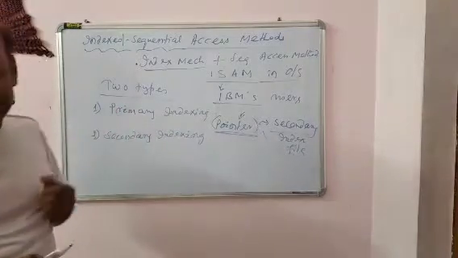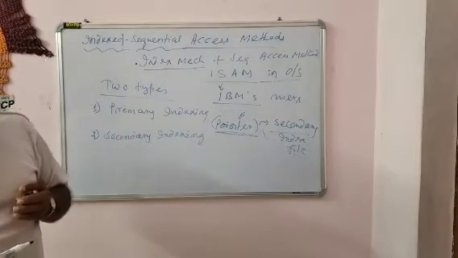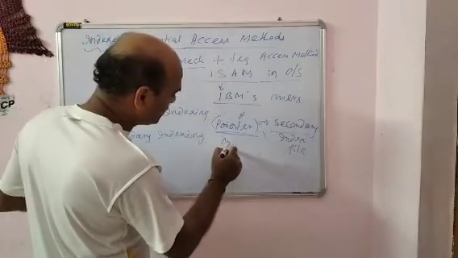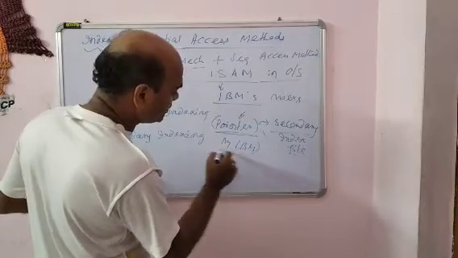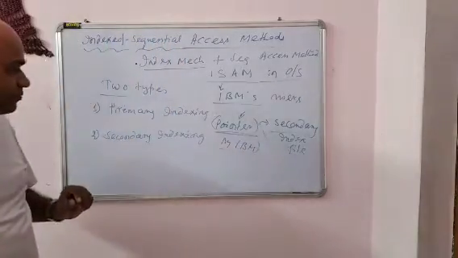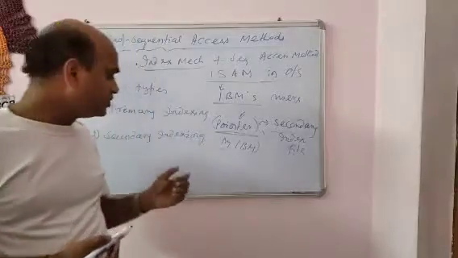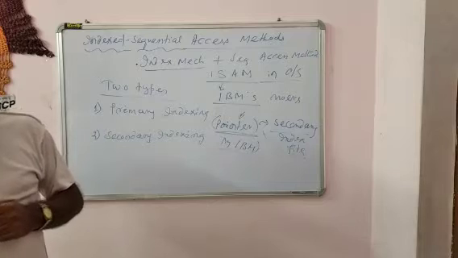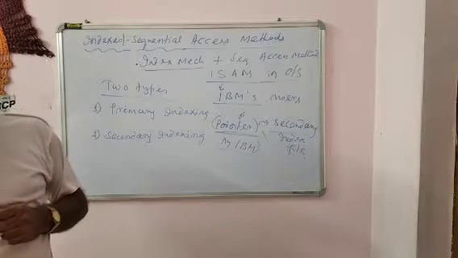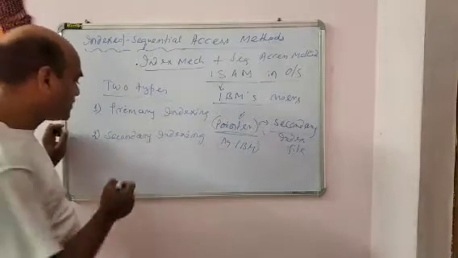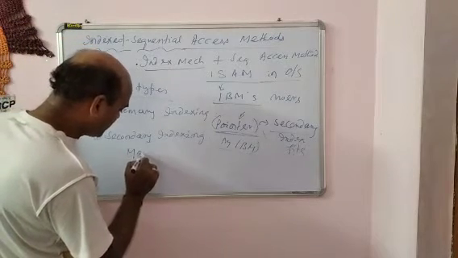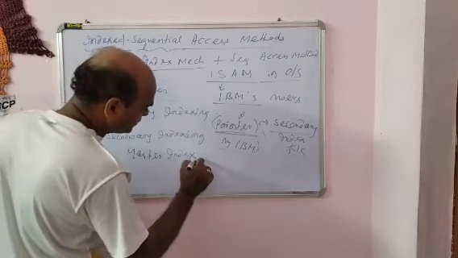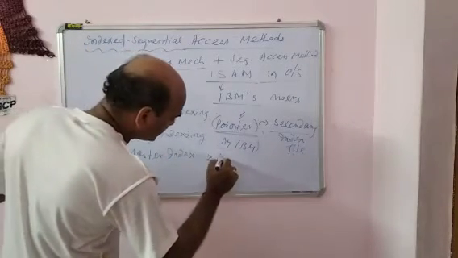But what happens in the secondary indexing? Secondary indexing is also introduced by IBM, International Business Machines, a very good hardware company. So it designed this secondary indexing concept. Here the master index points to the disk block. So this concept says a master index is there, and the master index points to the disk block.